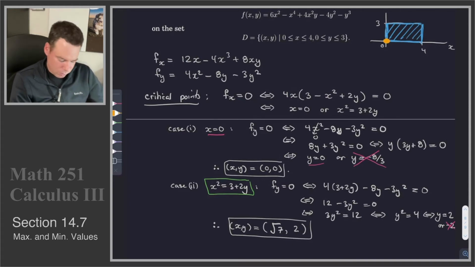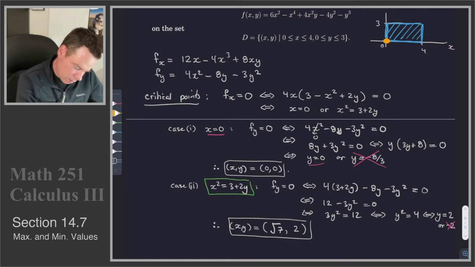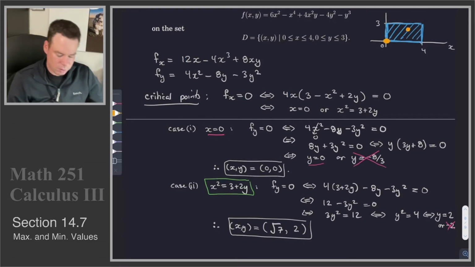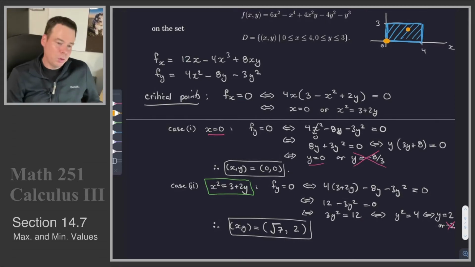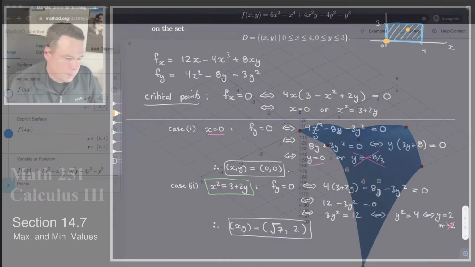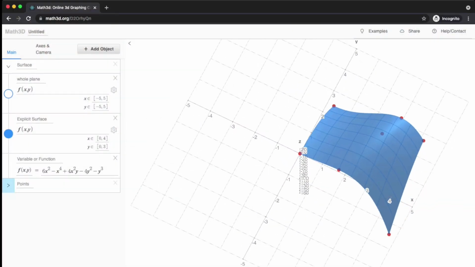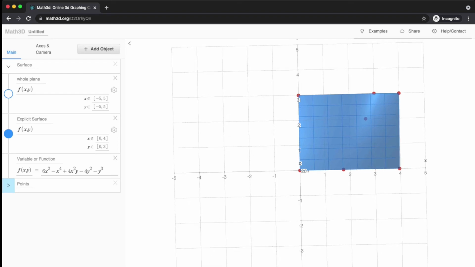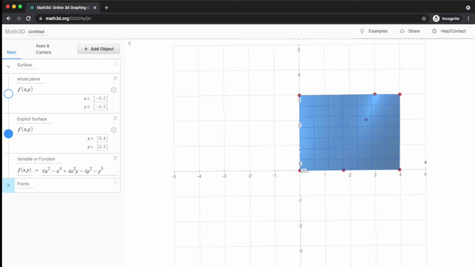So what's the square root of 7? A little bit below the square root of 9, a little bit below 3. So it's somewhere around here. That's our other critical point. So we got those two critical points. If we go back to our visual, then I just drag it around, look at our perspective that we've got in our diagram.